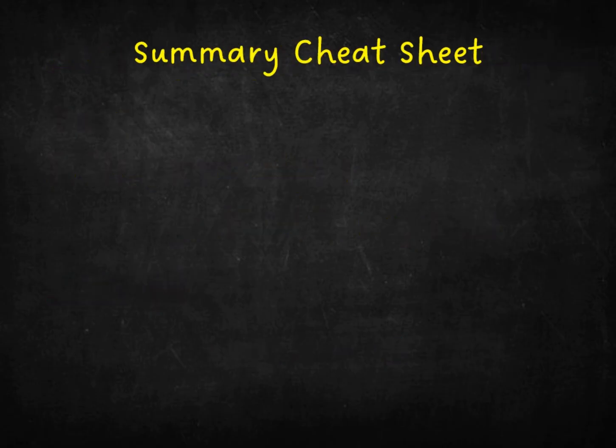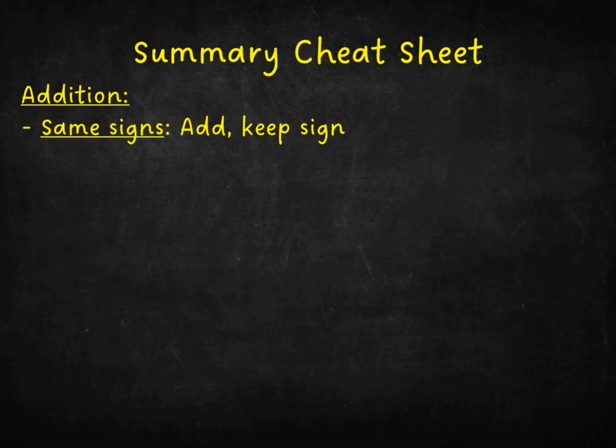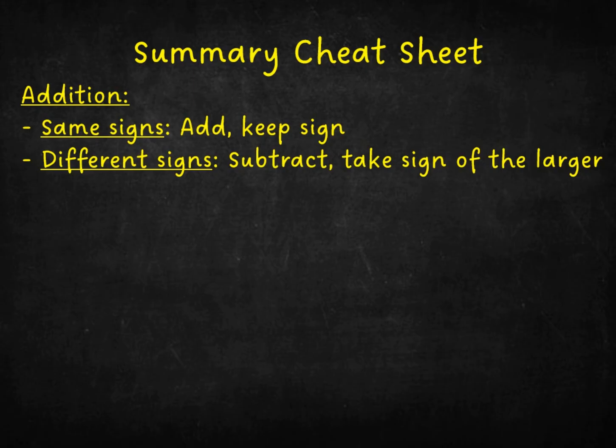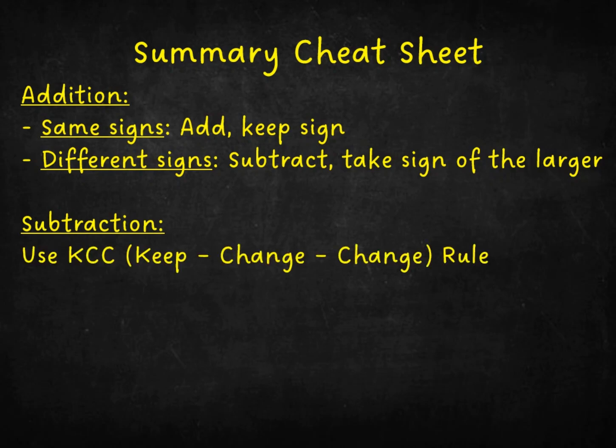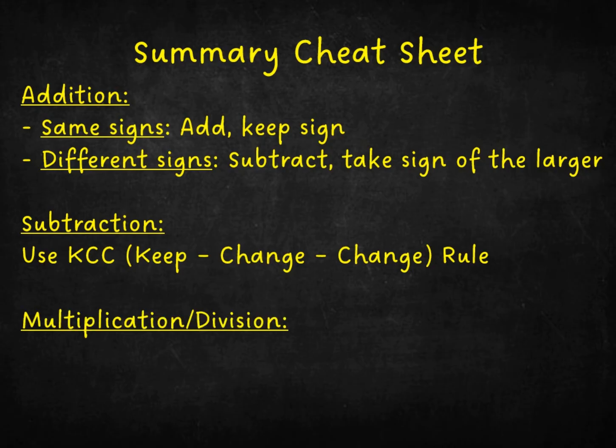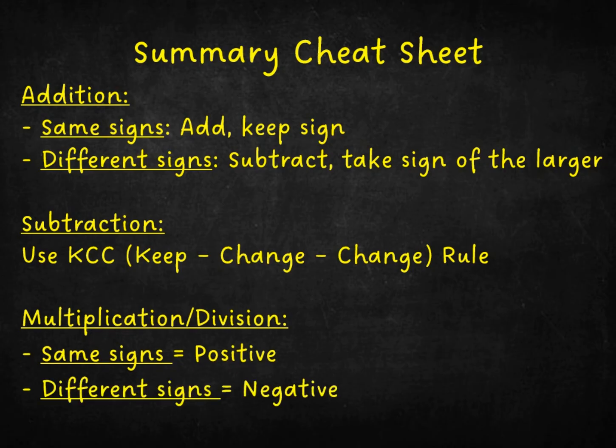We can summarize operations with negative numbers as follows. Addition. If we have same signs, add and keep sign. And if we have different signs, subtract and take the sign of the larger. Subtraction. Use KCC rule. Keep the first. Change minus sign to plus. Change the sign of the second to its opposite. Multiplication and division. If we have the same signs, the result is positive. And if we have different signs, the result is negative.